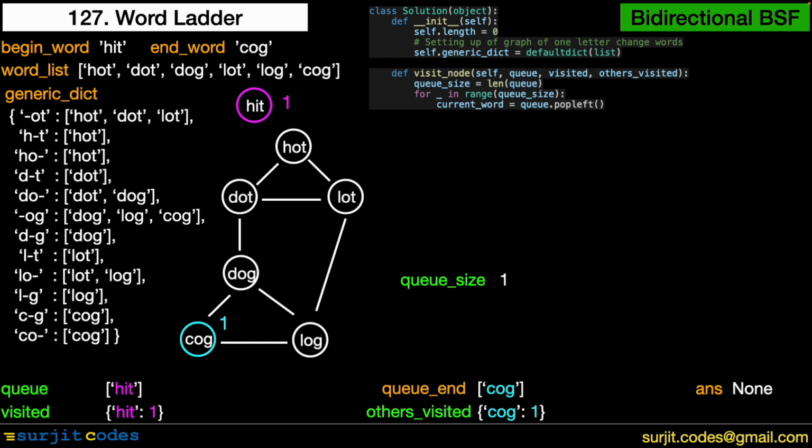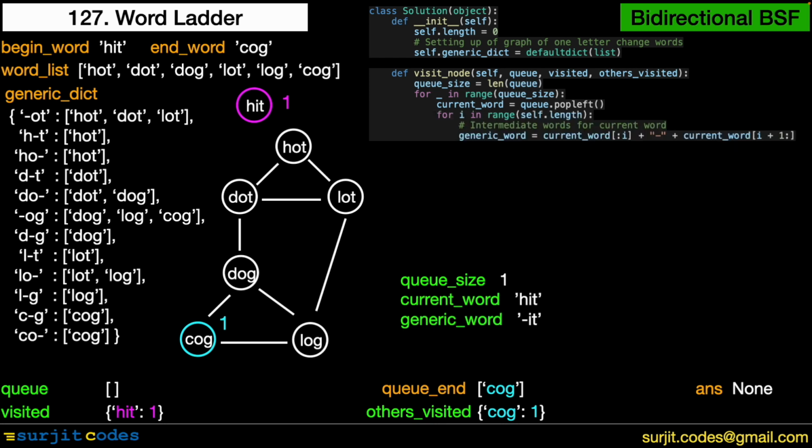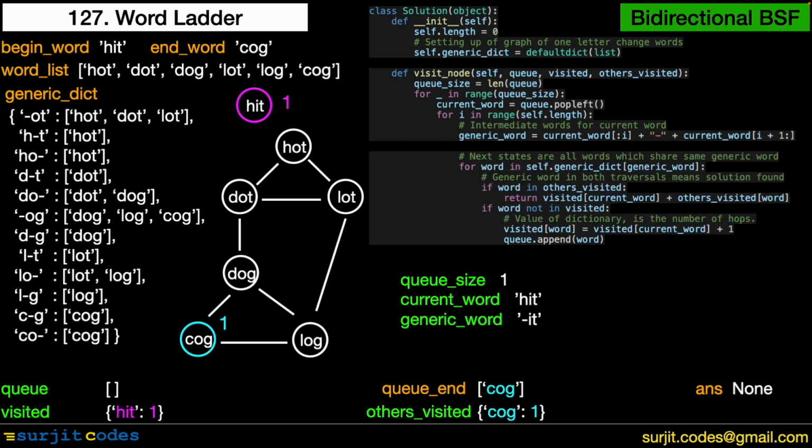In this iteration, the word hit is popped out of the queue and it becomes current word. In the nested for loop, we generate its generic words. First is -it. It is not in the generic dictionary, so the next for loop is skipped. Next generic word is h-t. The only word present in its list in the generic dictionary is hot. Had it been present in other visited, the problem was solved as the two paths join. However, it is not present in other visited.